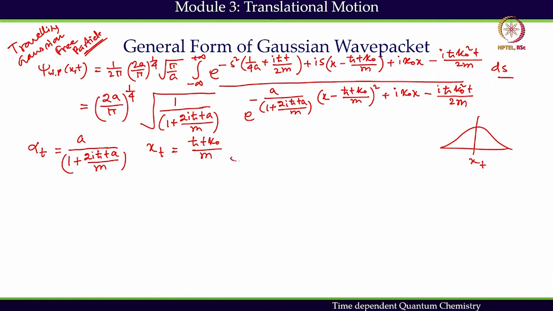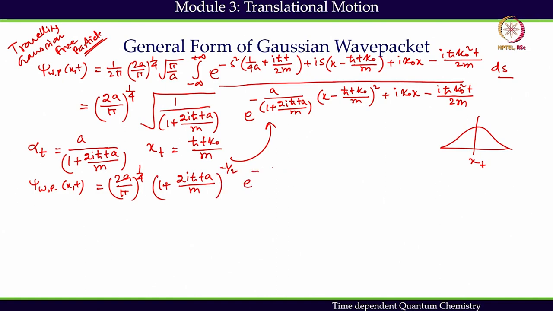So if we use these two and plug them in here, we get the expression for the wave packet as follows. This is going to be (2a by pi) to the power 1 by 4, then (1 plus 2i h cut t a by m) to the power minus half, then e to the power minus alpha t (x minus x t) whole square, plus i k naught (x minus x t), plus i k naught x t minus i h cut k naught square t by 2m.